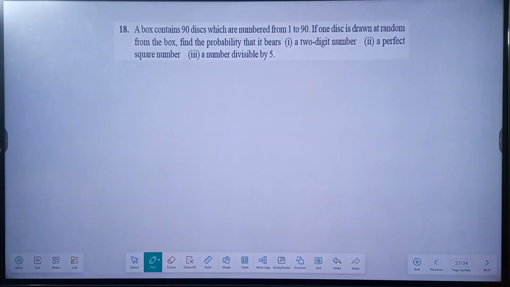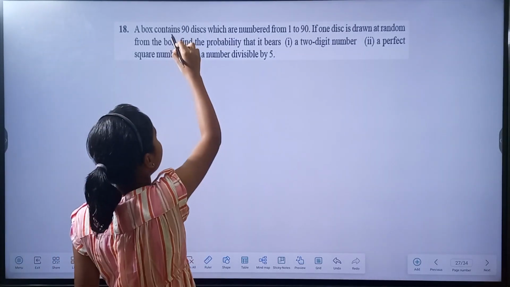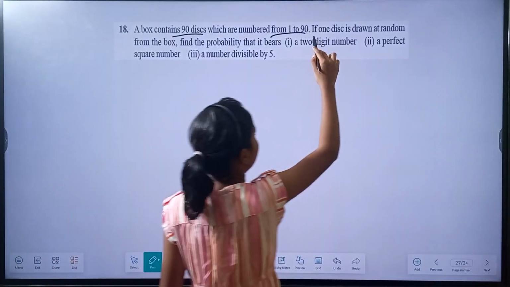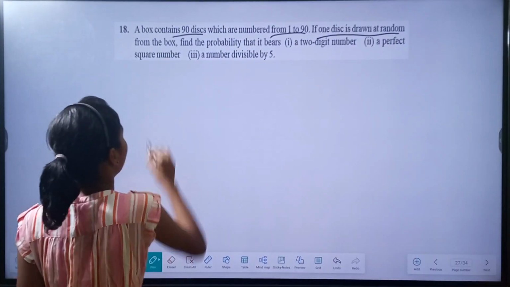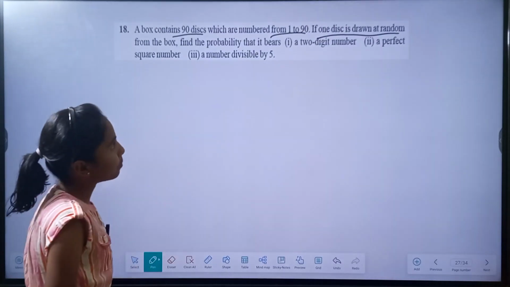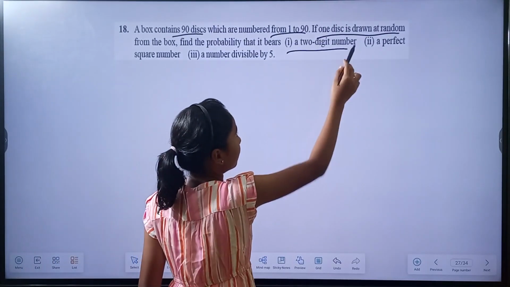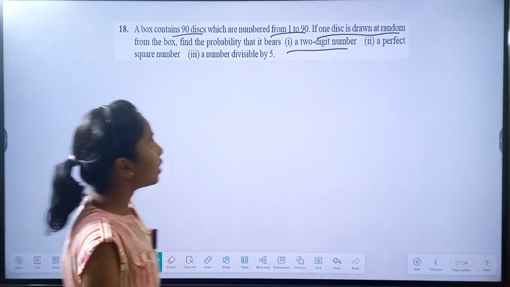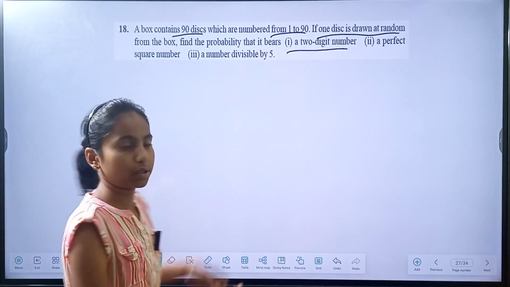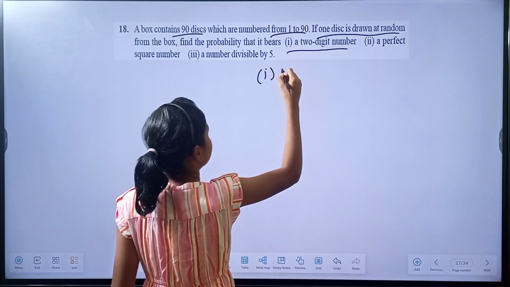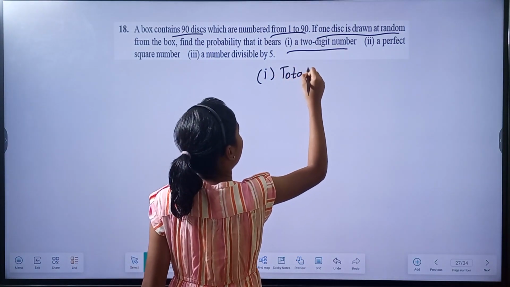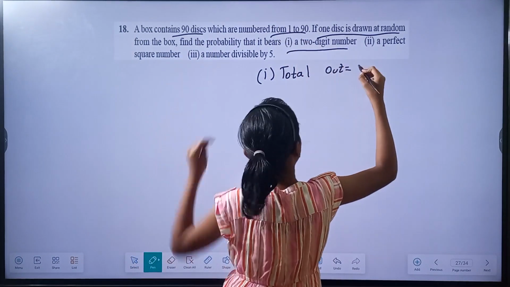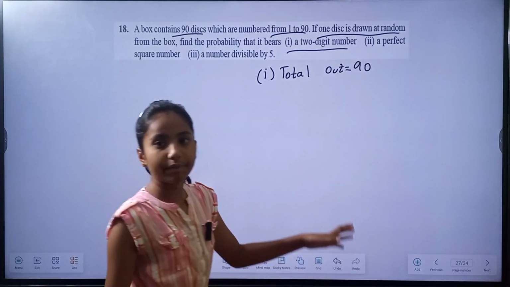A box contains 90 discs which are numbered from 1 to 90. If one disc is drawn at random from the box, find the probability that it bears a two digit number. Okay, so it has numbers from 1 to 90. First let us write the total outcomes. We have 90 discs, so by taking one at random, we have 90 ways.